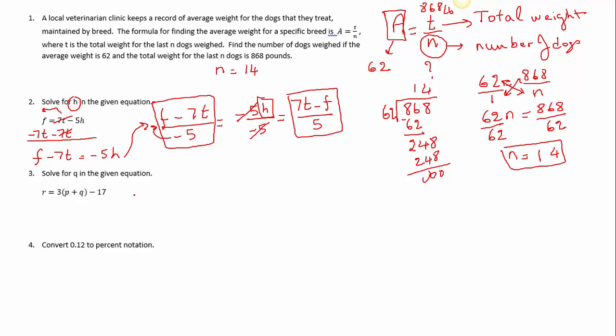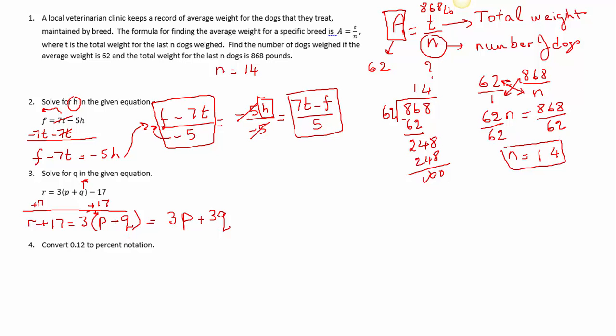Let's look at number 3. We want to solve for q in the given equation. So we want to isolate this q. Okay, the first thing I'd like to do is add 17 to both sides. So that would be r plus 17 equals 3 times p plus q. Now I still want q by itself, so let's go ahead and distribute this 3. So this would be 3p plus 3q. So all I did, I multiplied 3 by p and then by q.